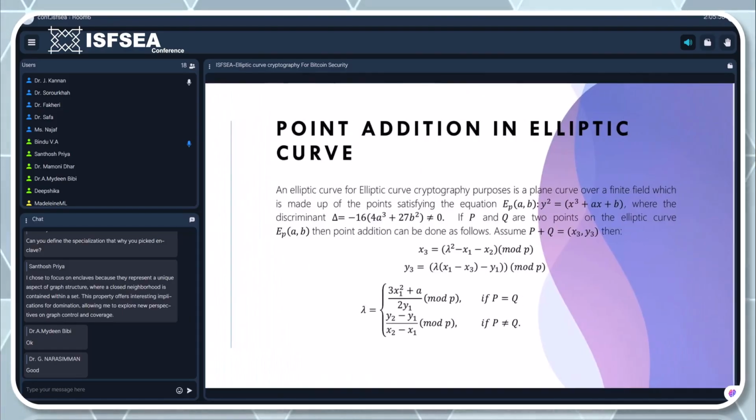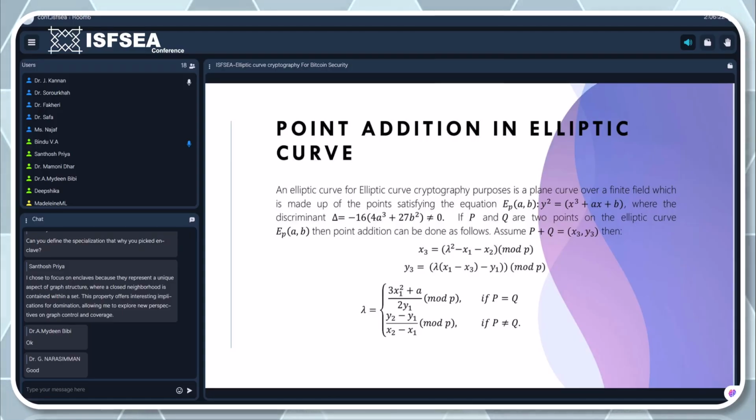Next, I will explain about the point addition in elliptic curve. A general elliptic curve is of the form y square equal to x cube plus ax plus b over a prime field p. If the discriminant delta equal to minus 16 into 4a cube plus 27b square is not equal to 0, that elliptic curve can be used for cryptography purposes.